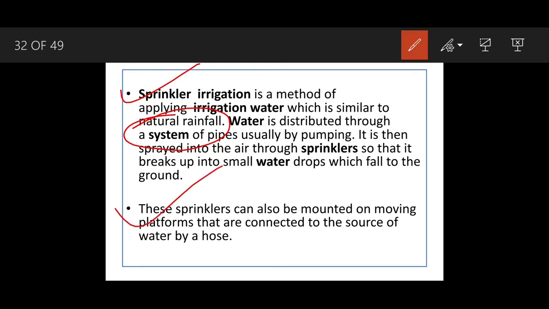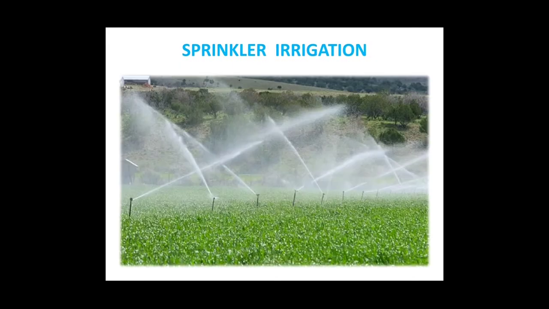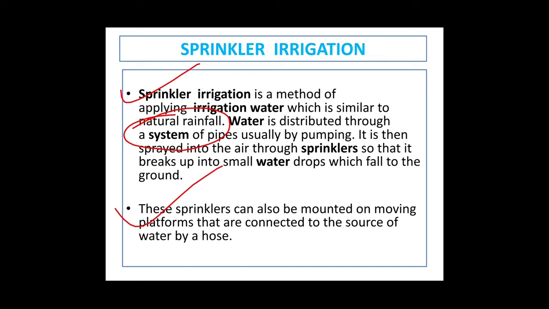Now the next point, the sprinklers can be mounted on moving platforms. Now children, just now I showed you in the picture, these sprinklers can also be on a moving platform. The nozzle of the sprinklers can be moving in circular motion, so that the water is sprayed evenly all around. So this is about sprinkler irrigation.